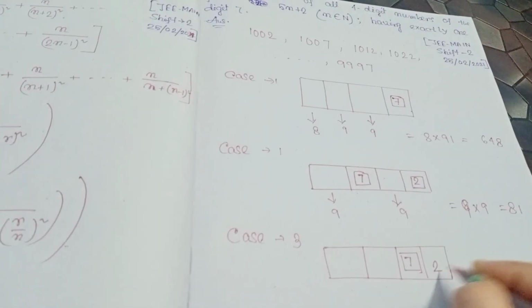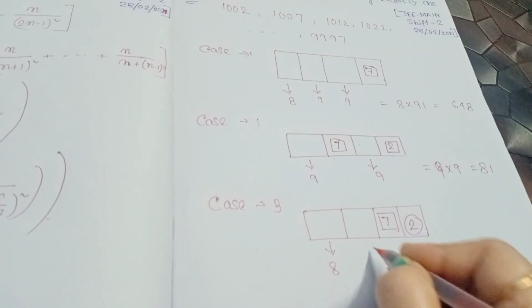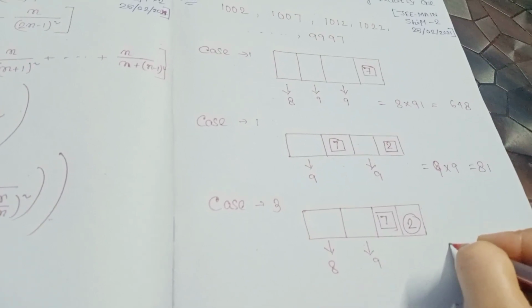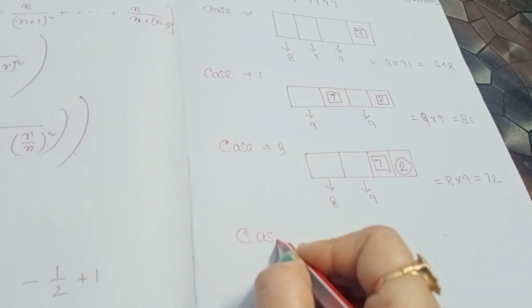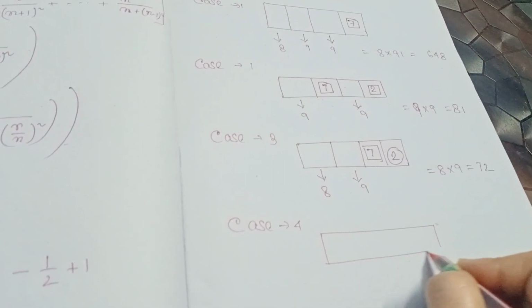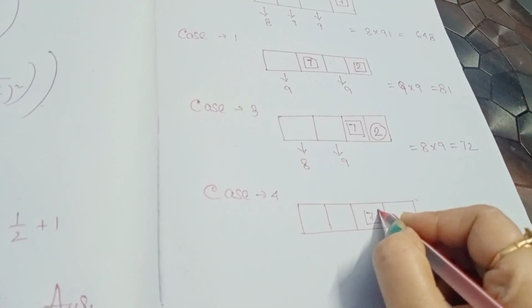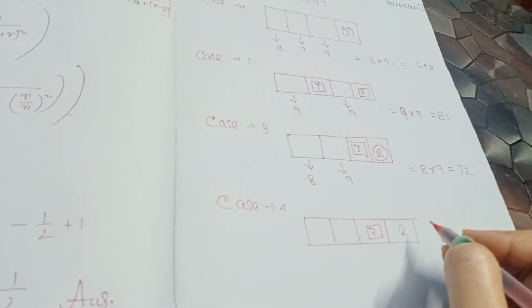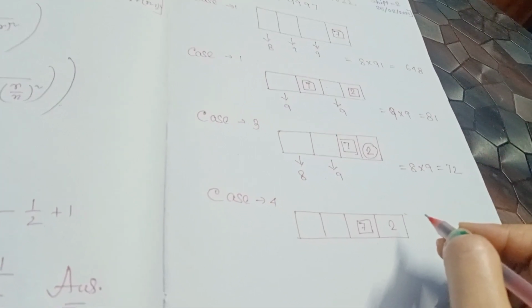So here is 2, this digit must be 2, and starting is from 8, and here is 9, so it is 8 into 9, that is equal to 72. And case 4 is exactly one number, once again it is 4 digit, and one number must be 7, so this is 2, so here is 2.